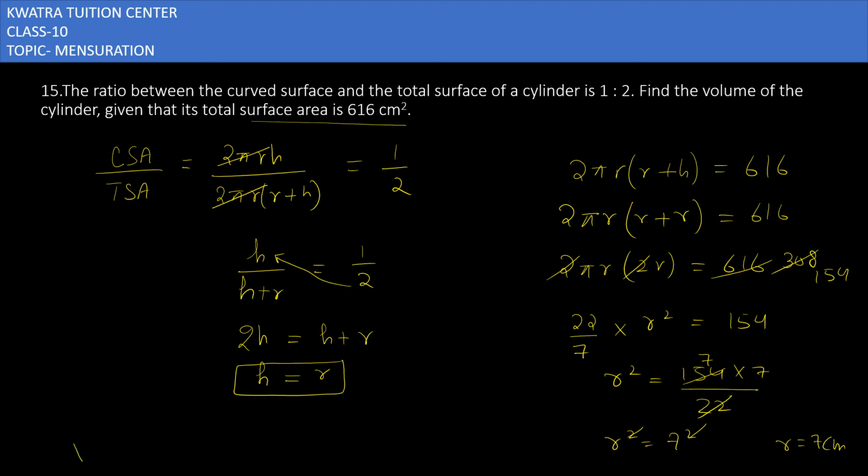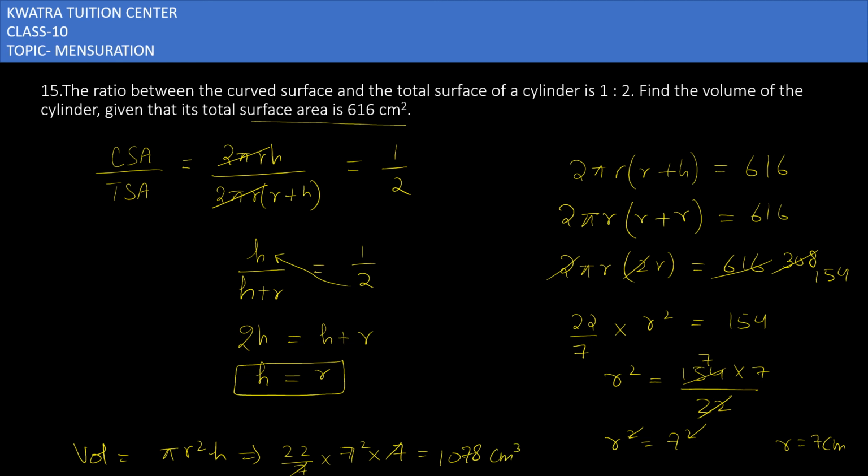Now what you have to find is volume. What is the volume formula? It is pi r square h. So pi as it is 22 by 7, r square is 7 square, and h is equal to r, so it is 7. So 7 and 7 can be cancelled. So you get 49 because it is the square of 7. So it is 49 into 22. So it is 1078 centimeter cube. And yes, this is your answer for question number 15.